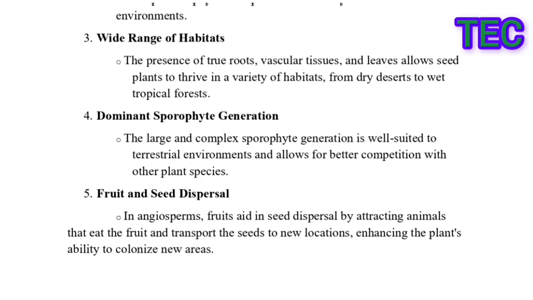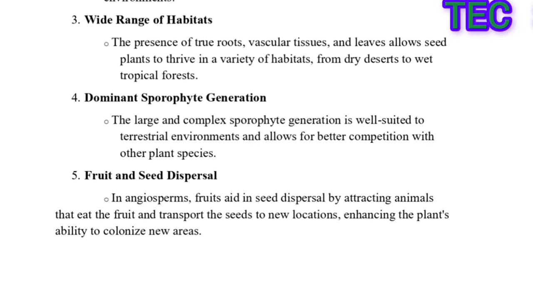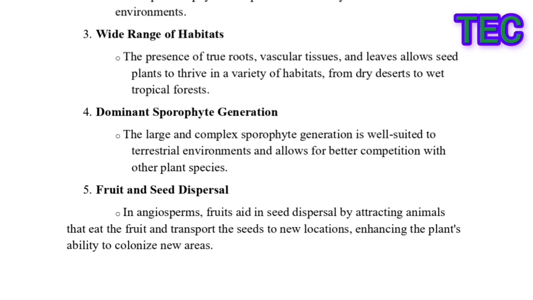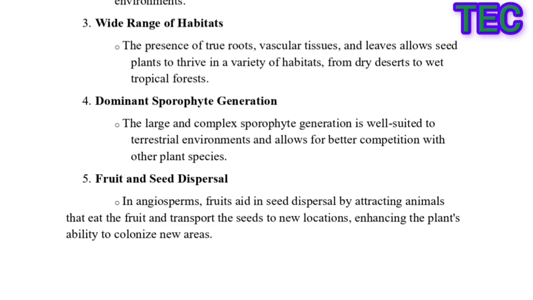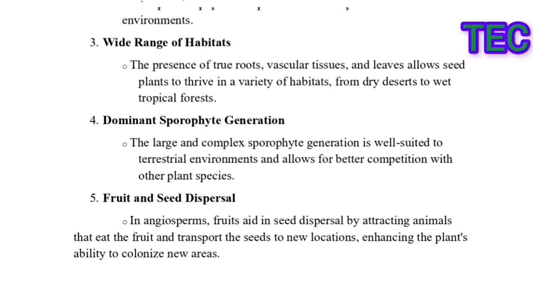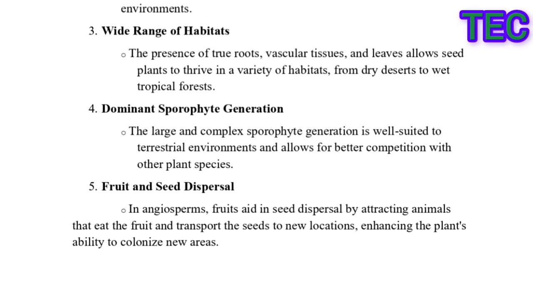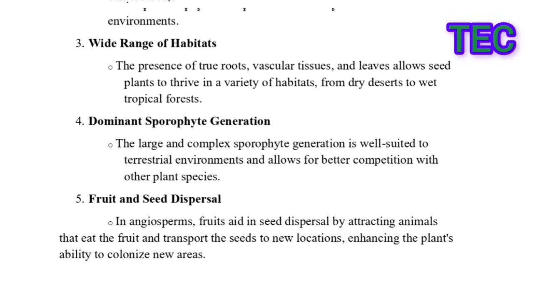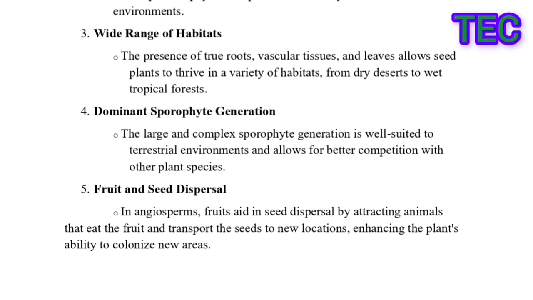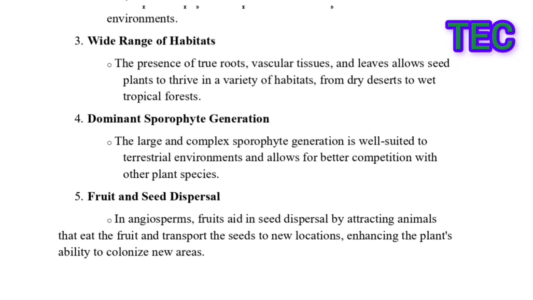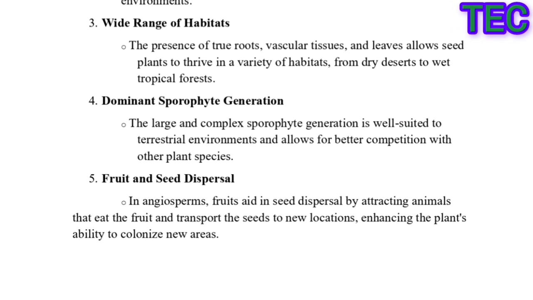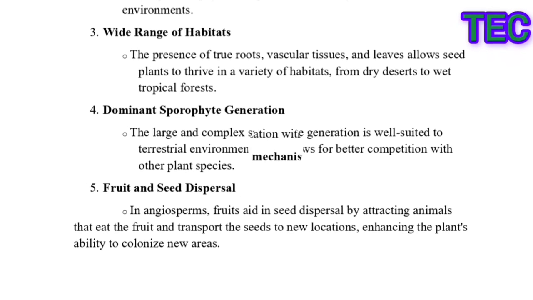A wide range of habitats. The presence of true roots, vascular tissues, and leaves allows seed plants to thrive in a variety of habitats, from dry desert to wet tropical forest. So they cover a wide range of habitats. Dominant sporophyte generation. The large and complex sporophyte generation is well suited to terrestrial environments and allows for better competition with other plant species. We have fruits and seed dispersal. These are the advantages. In angiosperms, fruits aid in seed dispersal by attracting animals that eat the fruit and transport the seeds to new locations, enhancing the plant's ability to colonize new areas.